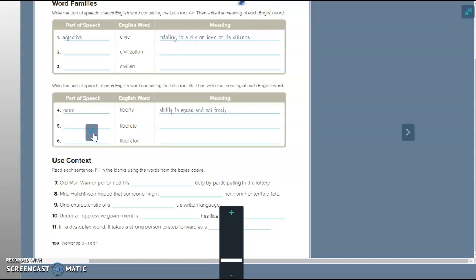Make sure we get our reading logs in. Make sure you guys are being very detailed with those. And we will go from there.